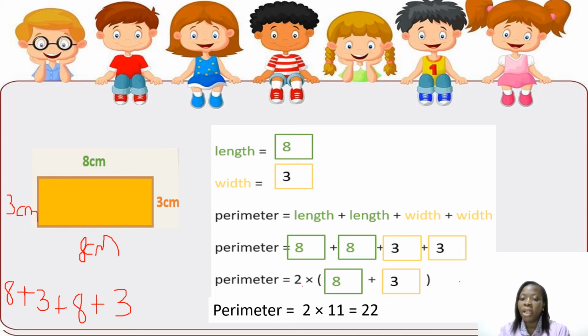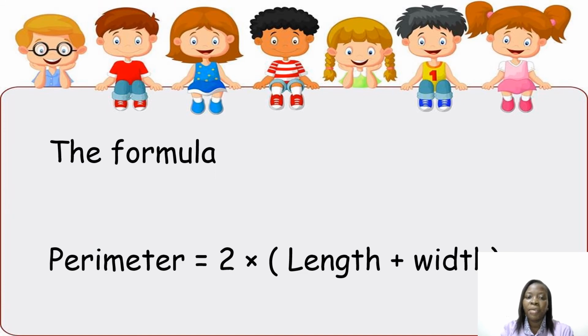So what is that formula that makes our work much easier? Here we go. Perimeter is equal to 2 times (length plus width). Remember, when you have brackets, you need to solve the calculation in the bracket first. So when you find the answer in the bracket, then you multiply your answer by 2. So this is very easy.